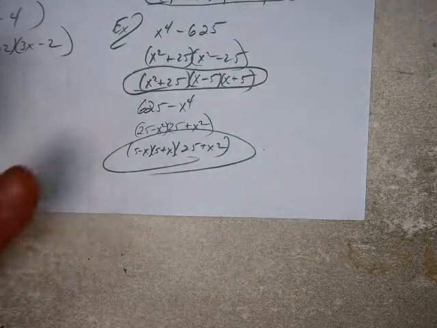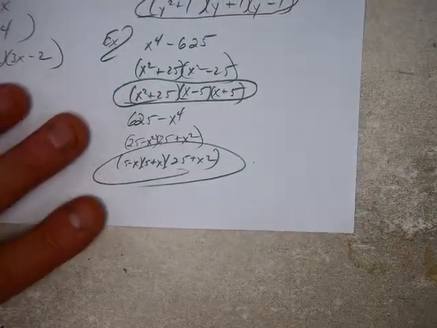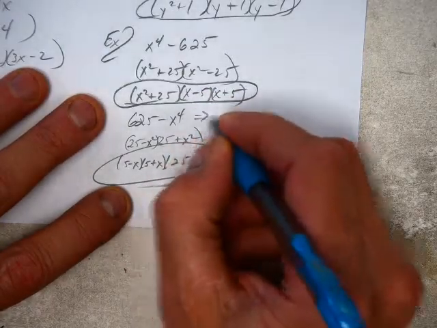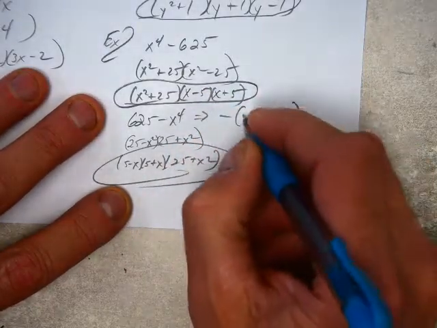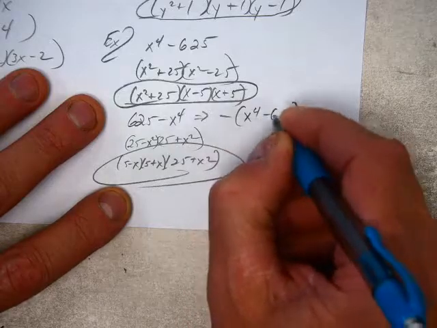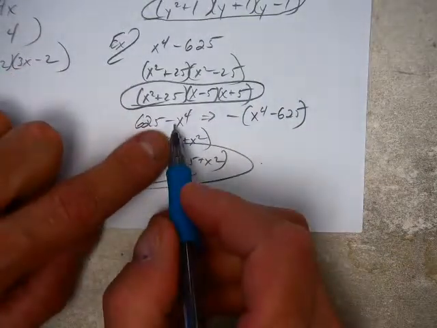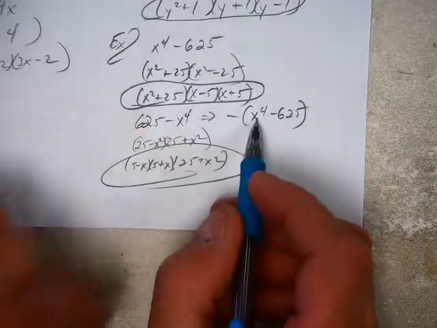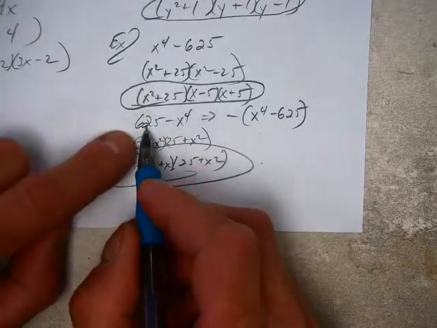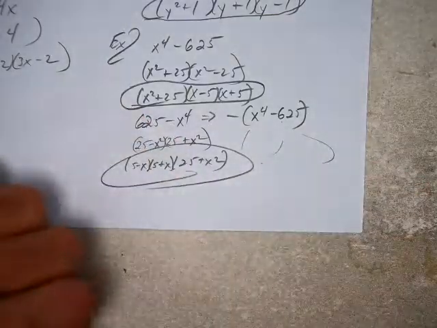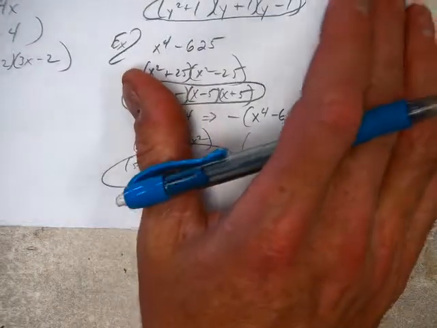Okay? If you really don't like the numbers in the front, what are your options? You could take out a negative and rewrite it as x squared minus 625. Because it was a negative x to the 4th, I take out a negative, now it's positive x to the 4th. It was positive 625, now it's negative 625. And then you could factor from there. But a little flexibility is kind of nice, to be able to do it either way.